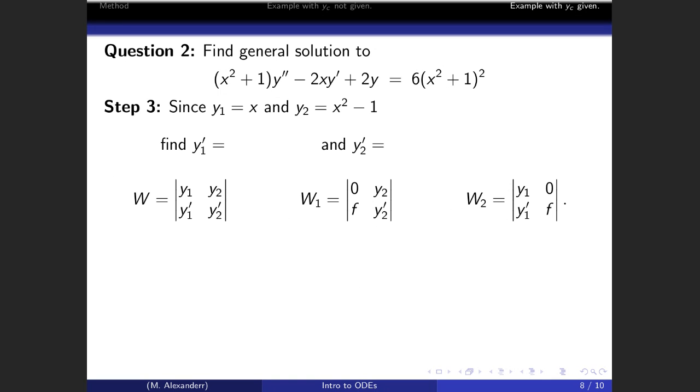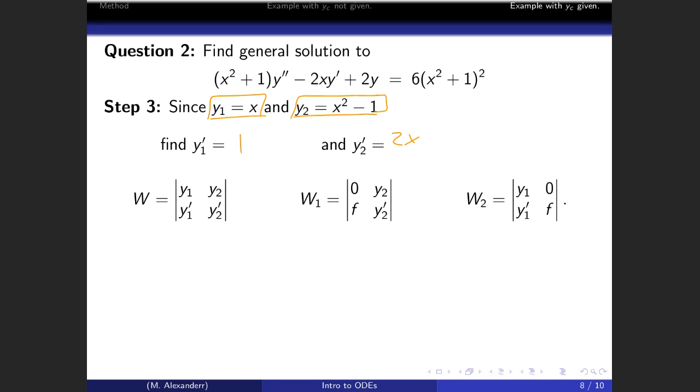So now let's go into step number 3. Okay, so the complementary solution was given to you already. So that means that you already know the y1 and the y2 functions. They gave you that information in the problem. And so in order to calculate the W information, we need to find the derivative of these y functions. So the derivative of x is 1. The derivative of x squared minus 1 is 2x.